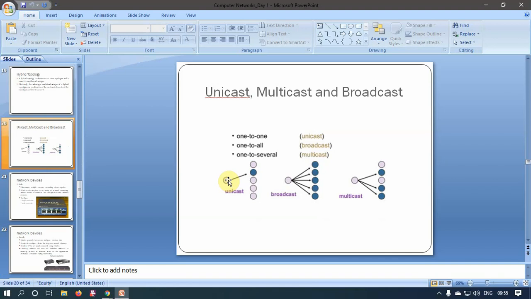Similarly, whenever we have a broadcast connection, a single sender is sending to all the receivers, right? And whenever we have a multicast connection, a single sender is sending to not all the receivers but some receivers, that is, more than one receiver but not all the receivers in the network. So again, we can remember it like this. A unicast connection is a one-to-one connection, a broadcast connection is a one-to-all connection, and a multicast connection is a one-to-several connection but not one-to-all. Okay.